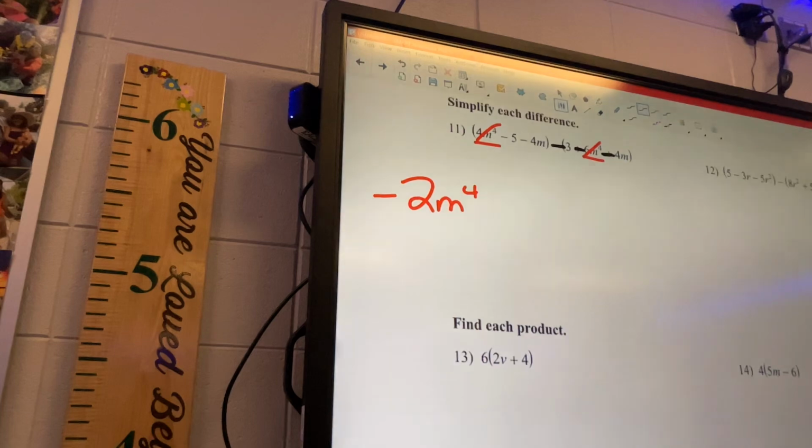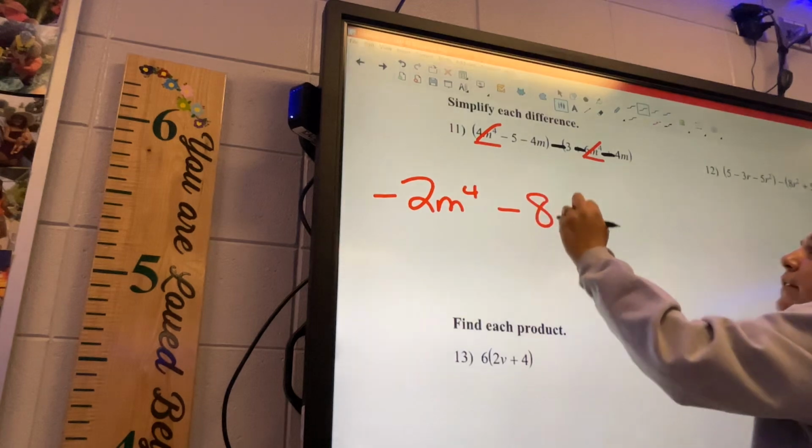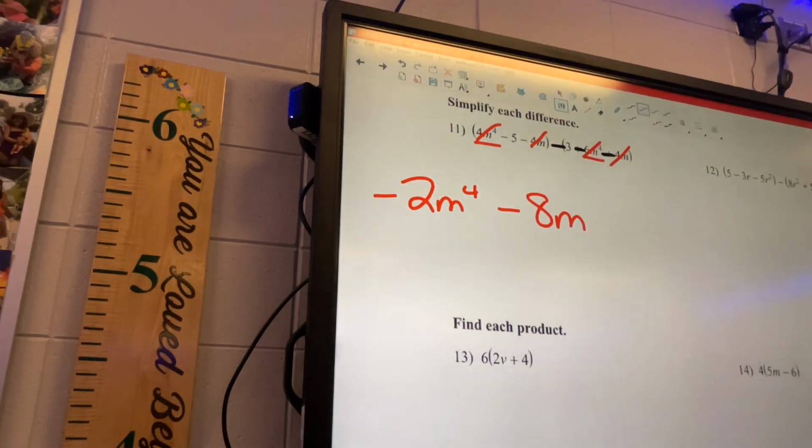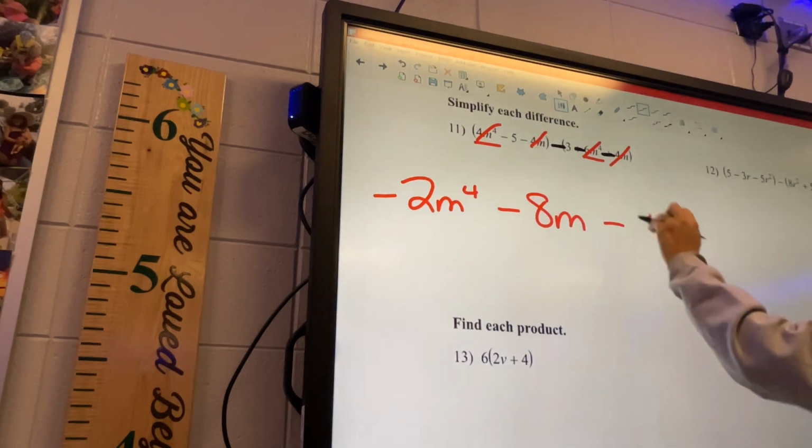Okay, and I don't have any M3s, I don't have any M2s, so I can combine the M's. So negative 4 minus 4 is going to be negative 8M. And then I have negative 5 minus 3, which is going to be a negative 8.